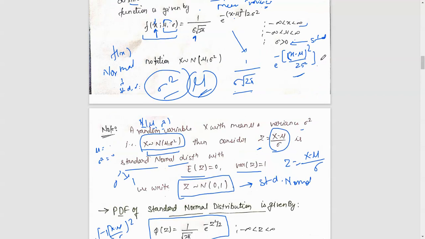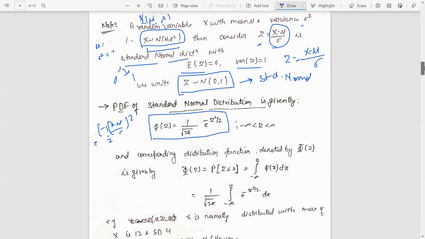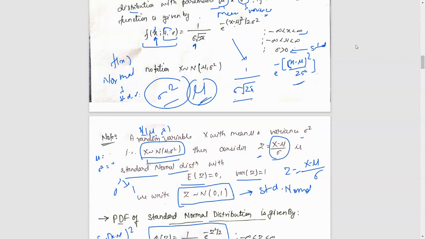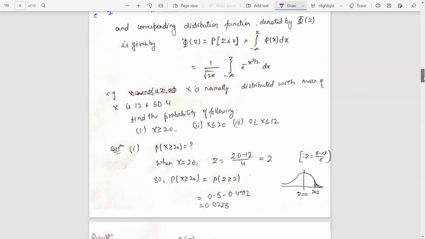So, any confusion regarding understanding how this standard normal distribution is coming? Any confusion, just let me know. Guys, anything you want to ask, any confusion you have, or is it clear?